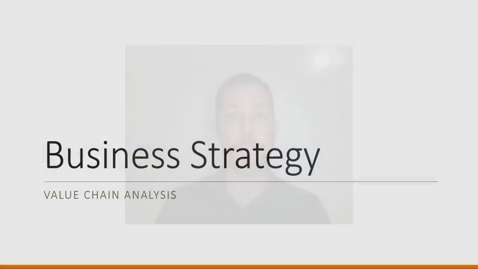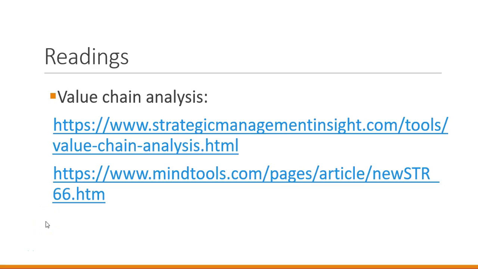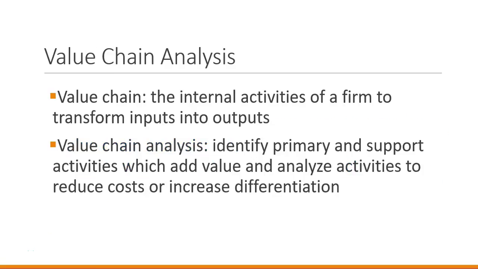Today we'll be covering the topic of value chain analysis. To begin, let's look at two key definitions regarding value chain analysis. First, the value chain. Value chain is the internal activities of a firm to transform inputs into outputs. And in the next slide, we'll see in detail what the components, the activities of the value chain are. And value chain analysis is to identify primary and support activities, which add value, and analyze activities to reduce costs or increase differentiation.